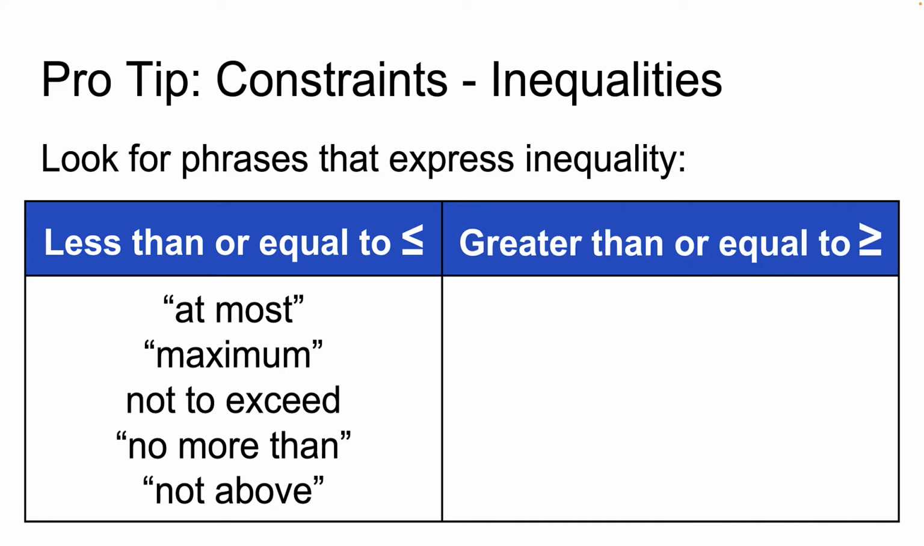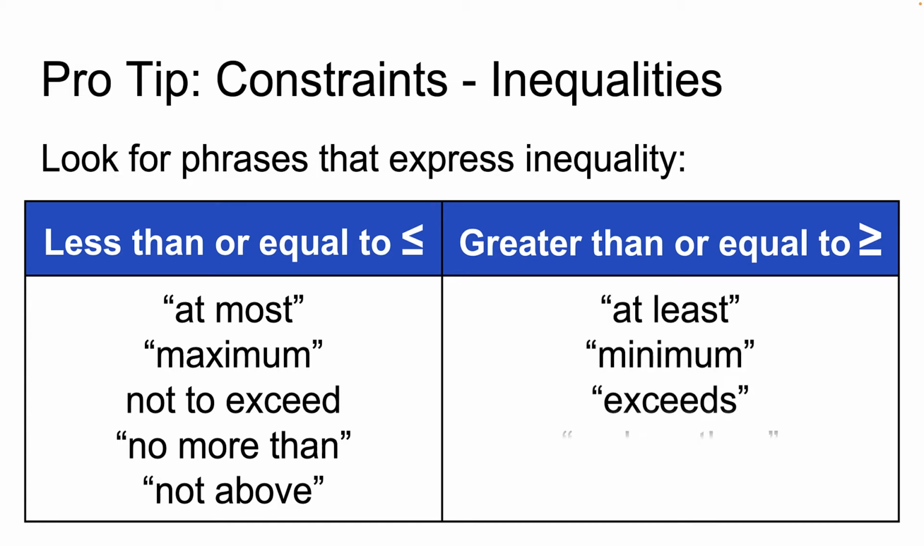You can also look for phrases that imply greater than or equal to. These would be phrases such as at least, minimum, exceeds, no less than, and not below. And like I said, these are probably the most common phrases, but this list by no means is exhaustive.